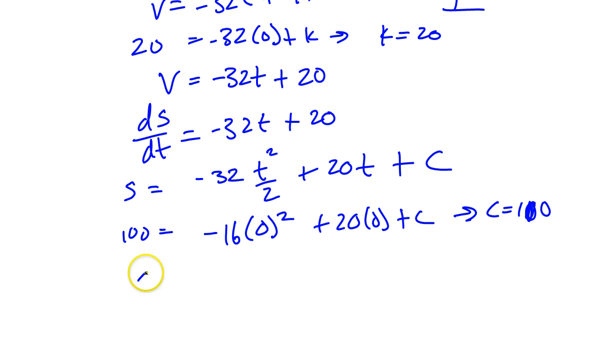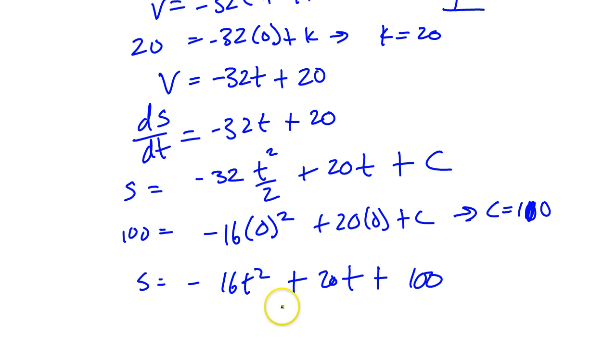So s is equal to minus 32. Actually, let's just divide here. 16t squared plus 20t plus 100. If you know the acceleration, you know a starting height and a starting velocity, then you can work backwards using antiderivatives to get what the equation of the height function is, right? And this is why you always had a quadratic function describing your height function.